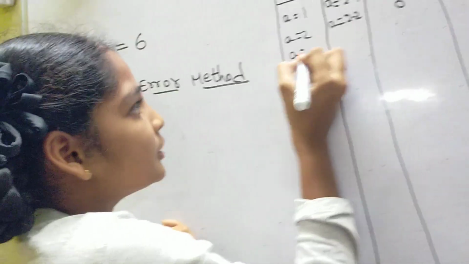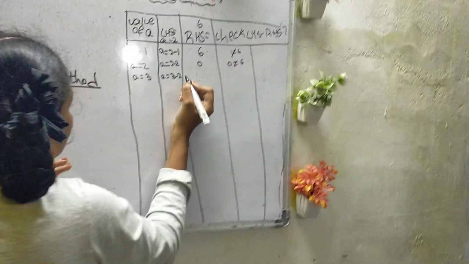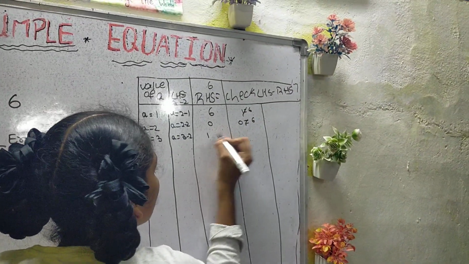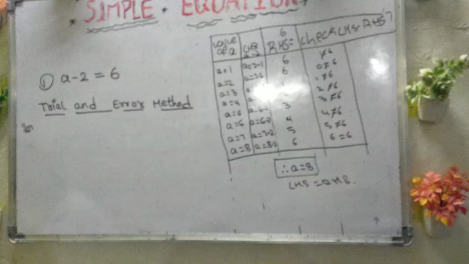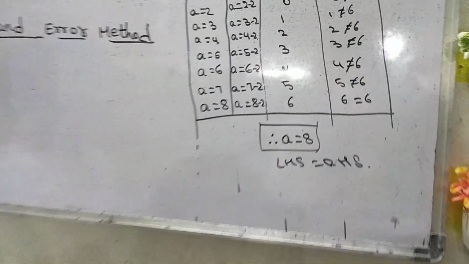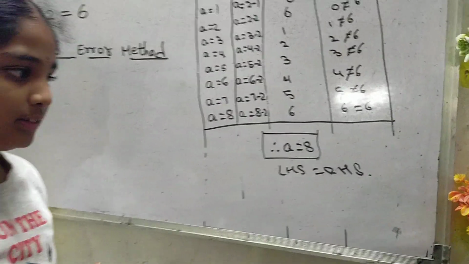We know that the value of a here is 8. But you have to do it with trial and error method. So we have to find it out like this. Okay, Manya, you got the answer. a is equal to 8. So LHS is equal to RHS. It is satisfied. Yes. Okay, very good.